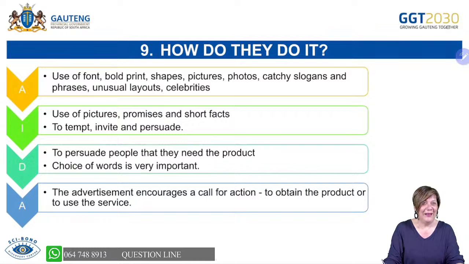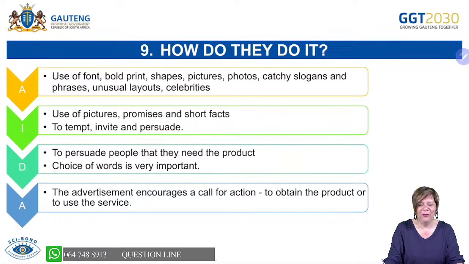Now, the next thing they will do is to create a desire. That means to persuade you that you actually need the product. Now you have to look at the words and specifically what type of words are used. Is it persuasive? Is it emotional? How are they trying to get you to realize that this product is the one you can't live without?